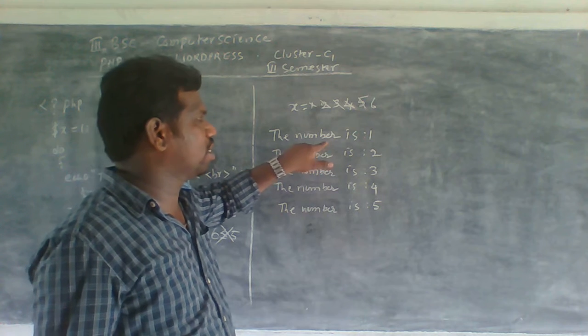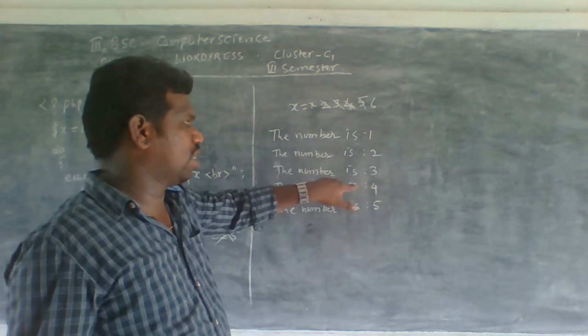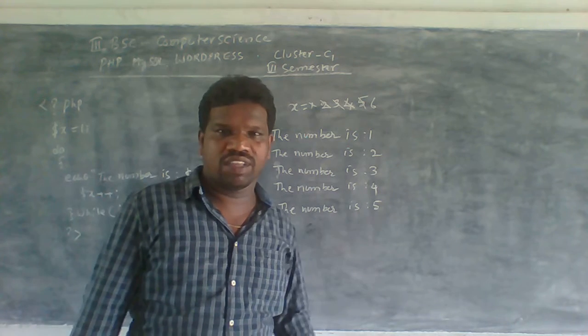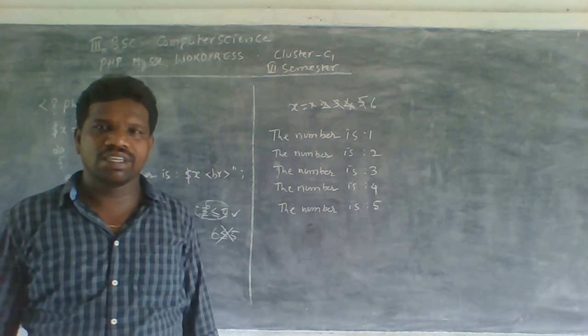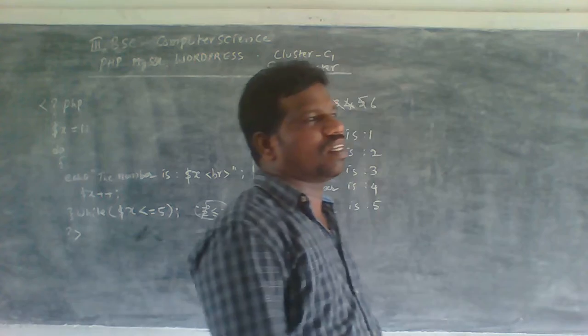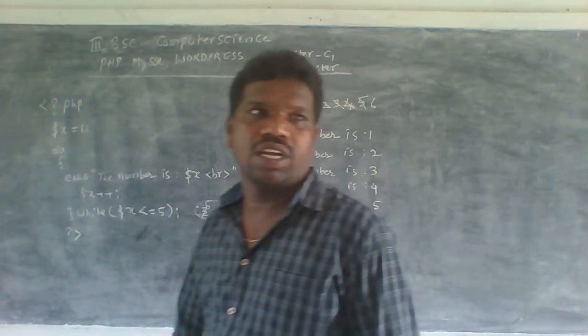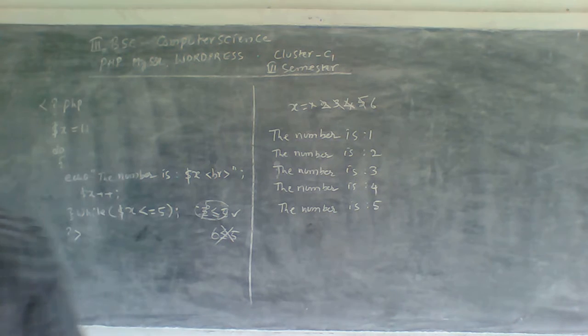And the output is: the number is 1, the number is 2, the number is 3, the number is 4, the number is 5 here, while the condition is true here. This is one of the programs where we execute the while loop statements here. Okay, we have to copy the code.